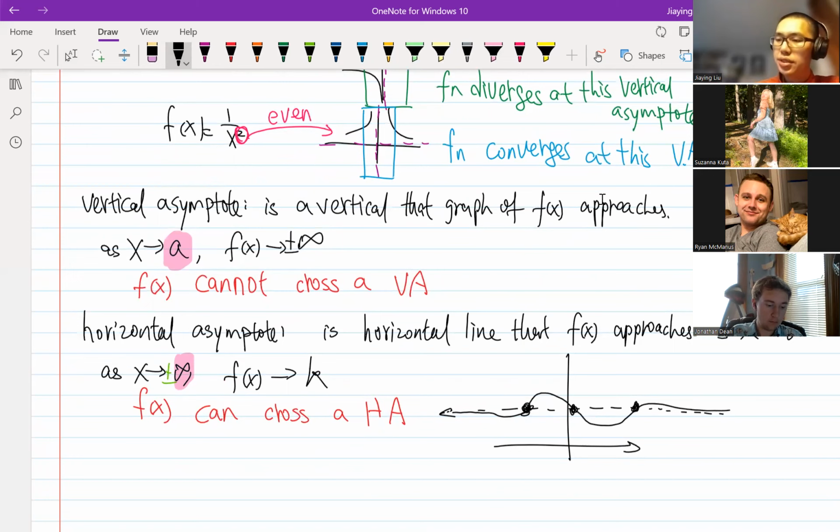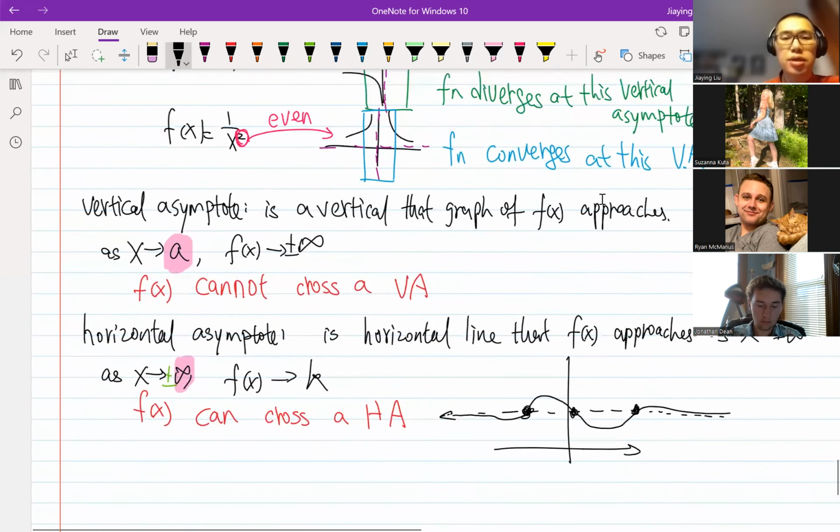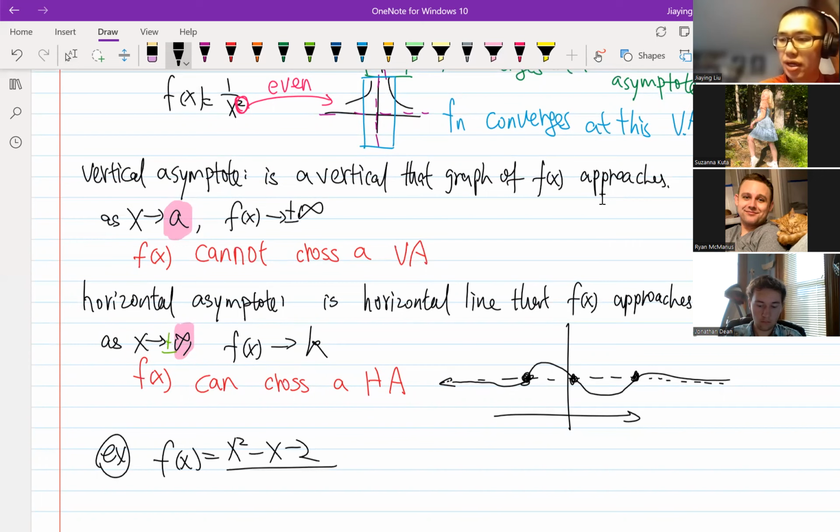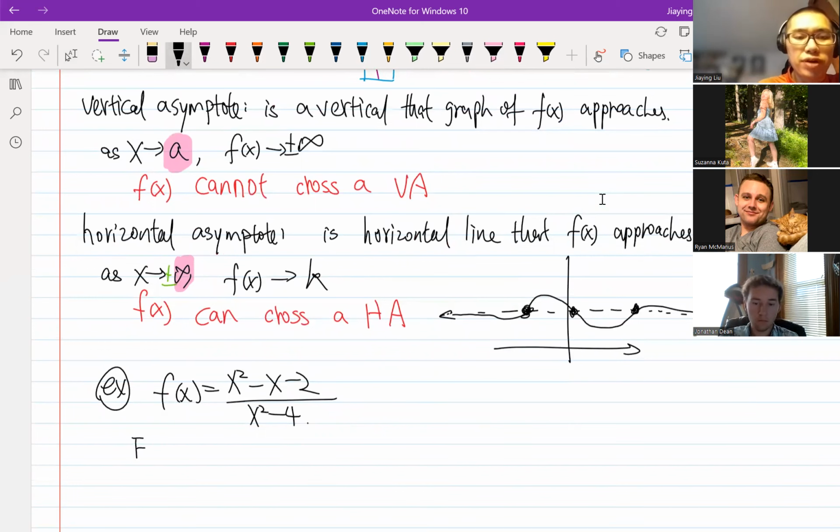Okay, let's see. So we talk about vertical asymptote, horizontal asymptote. Let's talk about how to find them. So here's the example: f of x equals x squared minus x minus 2 divided by x squared minus 4. We're going to use this example to find horizontal asymptotes and vertical asymptotes.